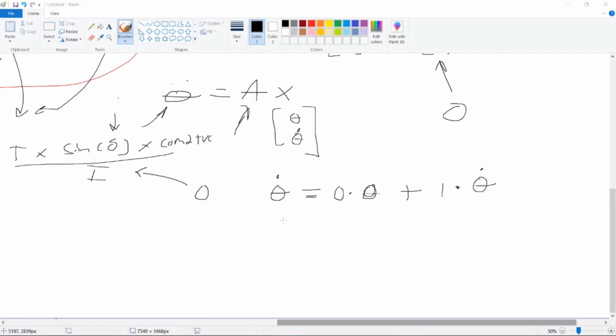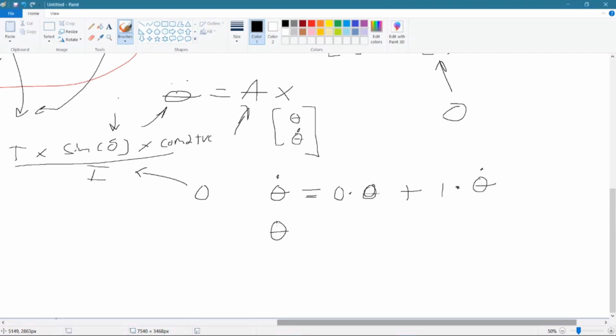Now, let's come to our second derivative here, theta dot dot. Does it have any relation to theta? The answer is no. Does it have any relation to theta dot? No. Right?